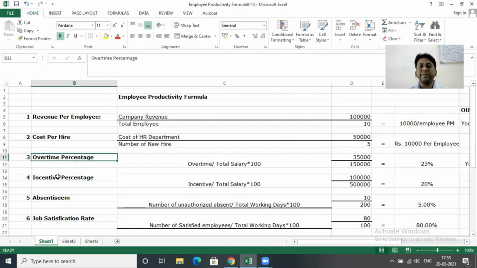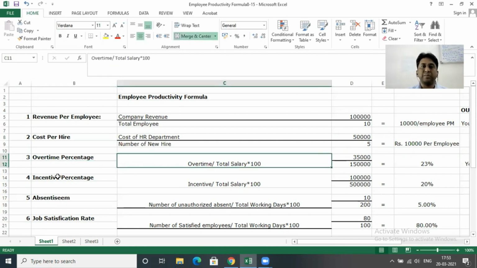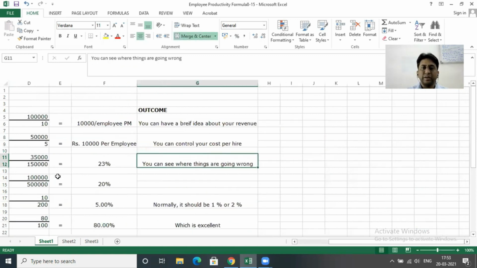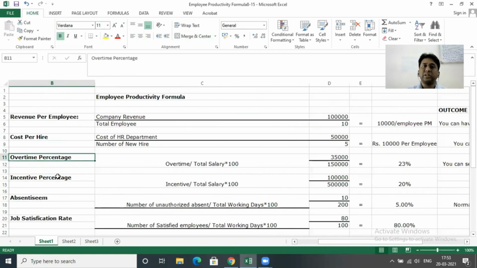Now, third is overtime percentage. So how to calculate overtime percentage? The total overtime amount of your employees divided by total salary into 100 is your overtime percentage. By this, you can see where things are going wrong or where you have to stop the overtime of certain employees or any work can be done. This all brainstorming can be done only if you have the data available with you. These are the most important productivity formulas which you should apply and use on a monthly basis.